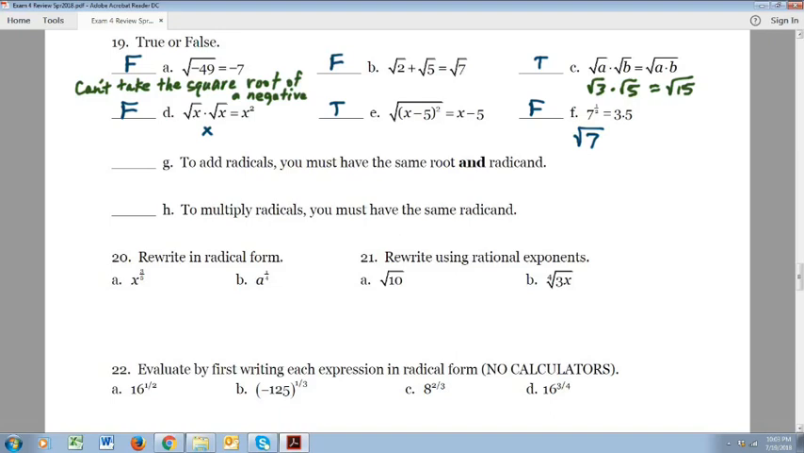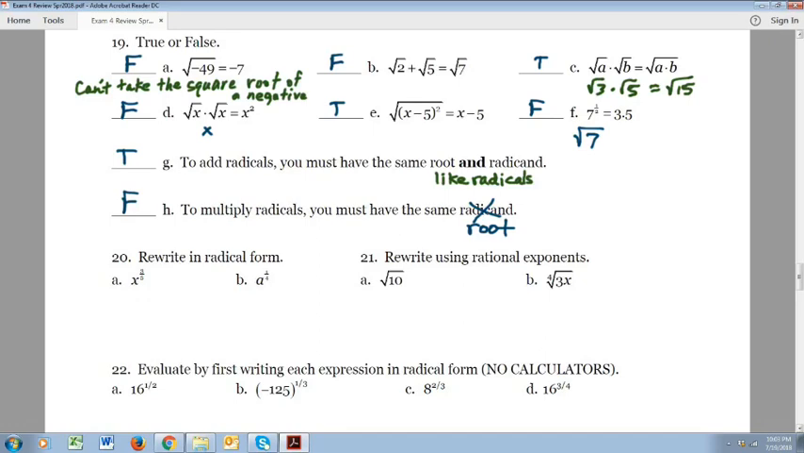On letter G, it says to add radicals, you must have the same root and radicand. And that's true. We call those like radicals. To multiply radicals, you must have the same radicand. Well, that's not true. We said you have to have the same root.